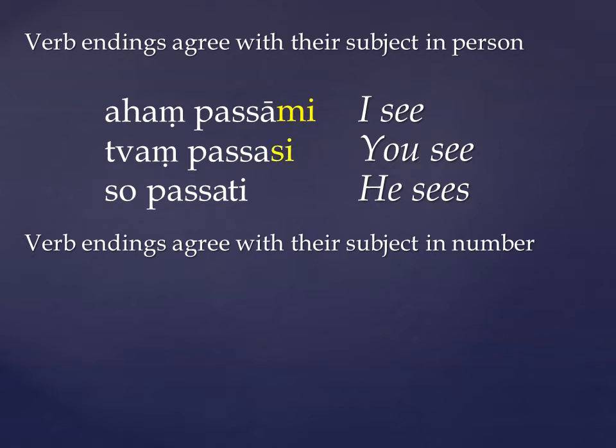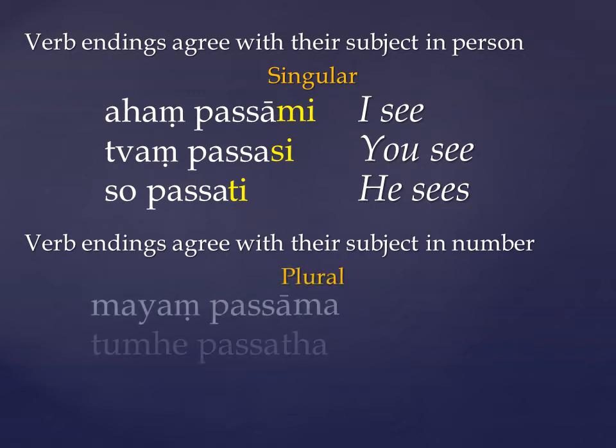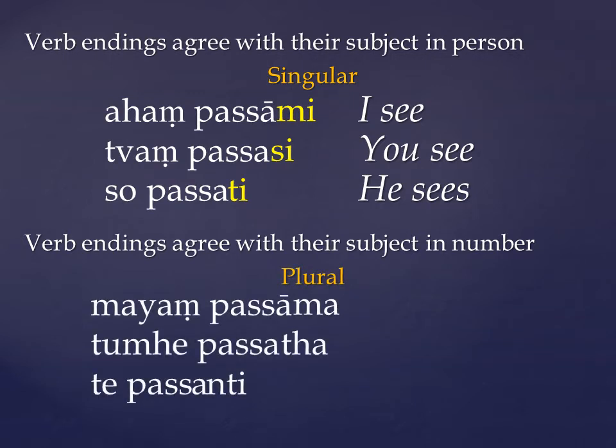If it's you, it ends in si. And if it's anything else, he, she, it, a place, a name, it will end in the third person, ti. And these are the singular endings when the subject is singular. And yes, as you might have guessed, there's another set of verb endings for the plural.